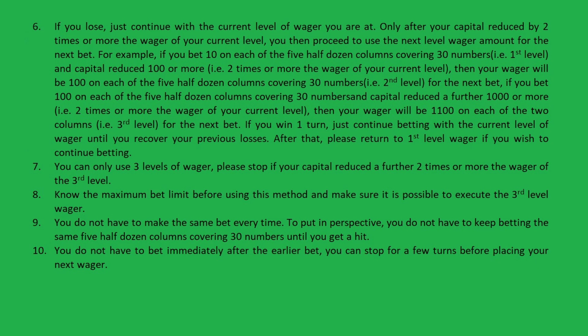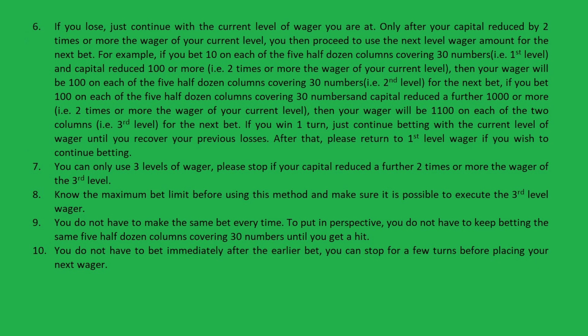7. You can only use 3 levels of wager. Please stop if your capital reduced a further 2 times or more the wager of the third level. 8. Know the maximum bet limit before using this method and make sure it is possible to execute the third level wager.